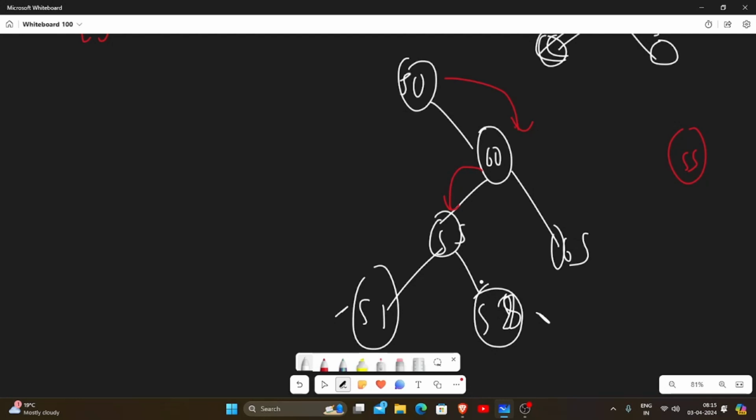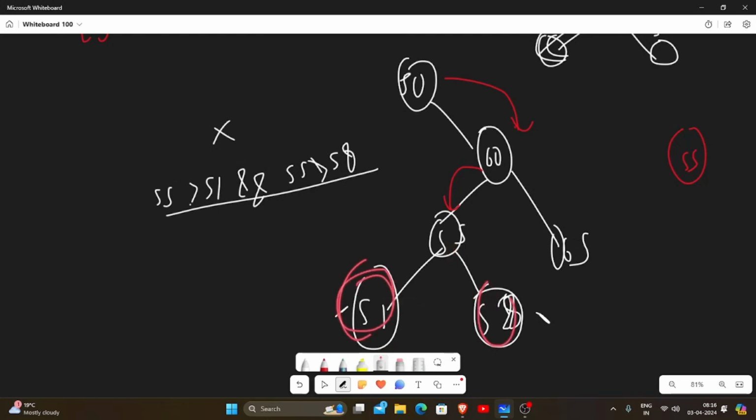Because 52 has to be greater. Now we came to 55, and here 55 is not greater than both 51, and 51 is also not greater than both 58. So this is actually not true for both. So that means one lies on the left subtree and one lies on the right subtree. So we can say 55 is our lowest common ancestor.